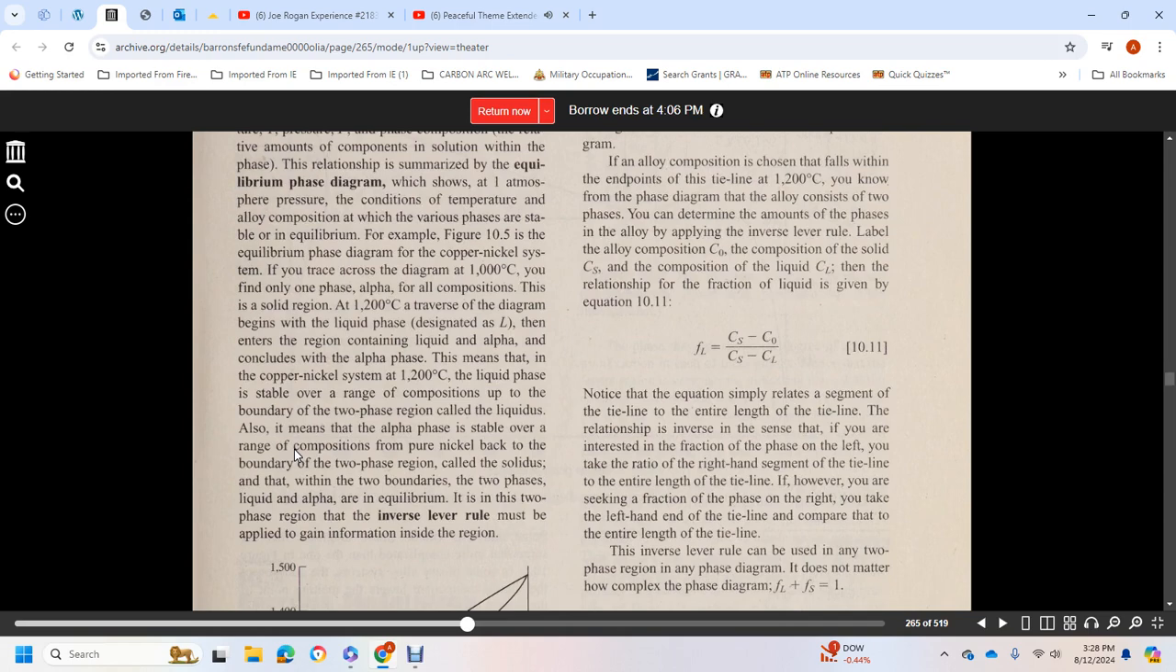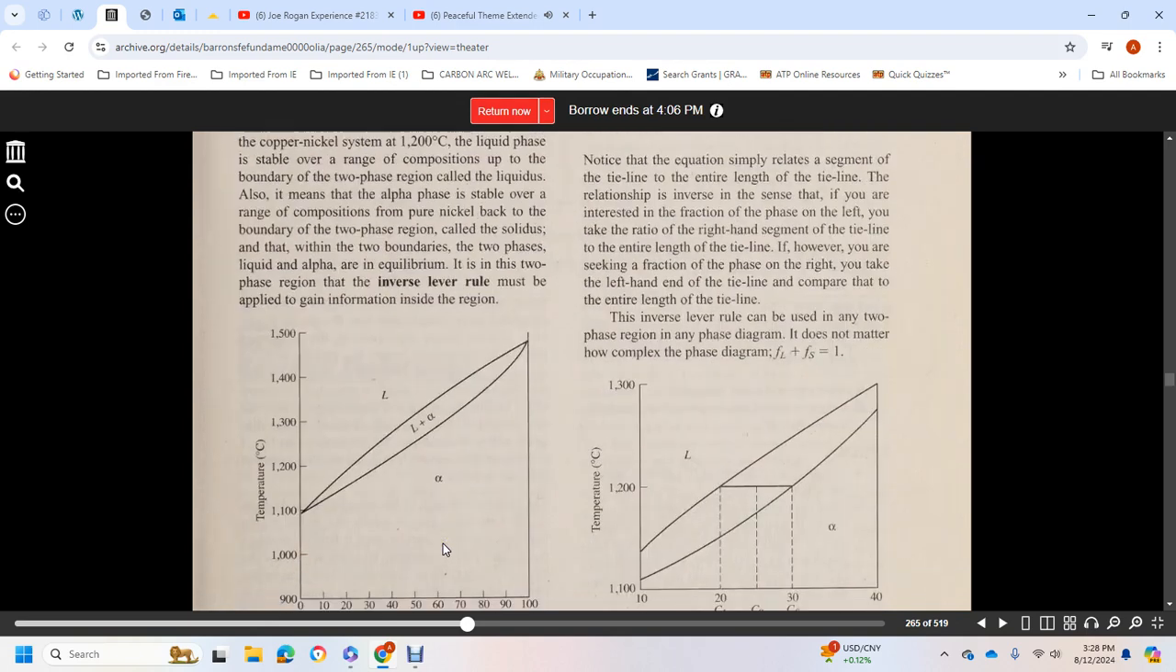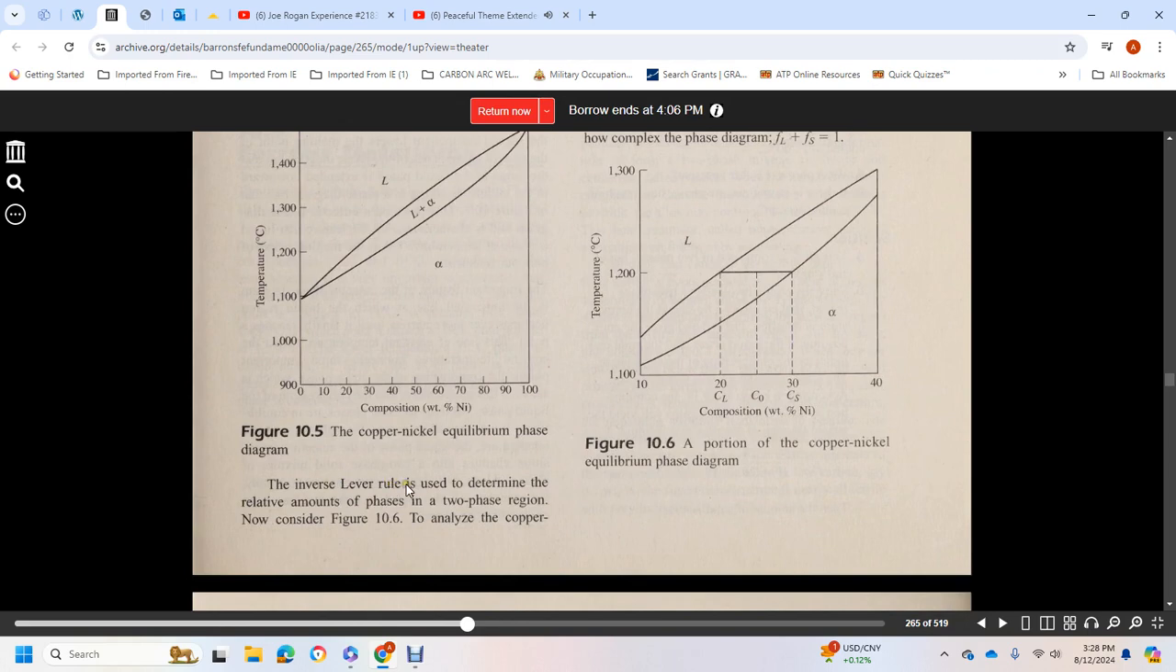Likewise, the alpha phase is stable over a range of composition from pure nickel back to the boundary with a two-phase region called the solidus. Within the two boundaries, the two phases, liquid and alpha, are in equilibrium. It is the two-phase region. The inverse lever rule must be applied to gain information inside the region. With the inverse lever rule, you determine the relative amounts of phases in the two-phase region.